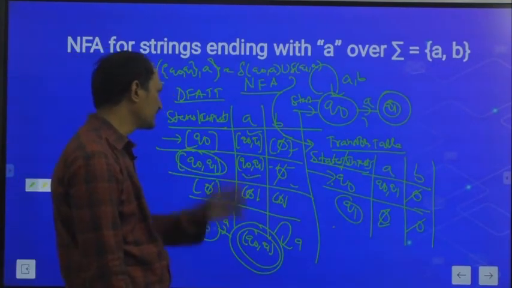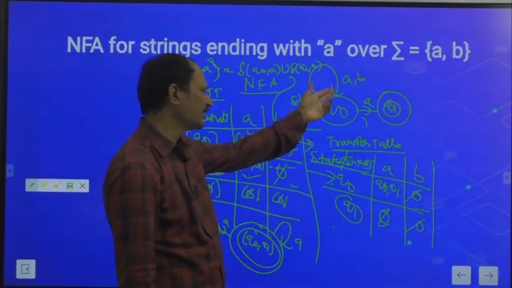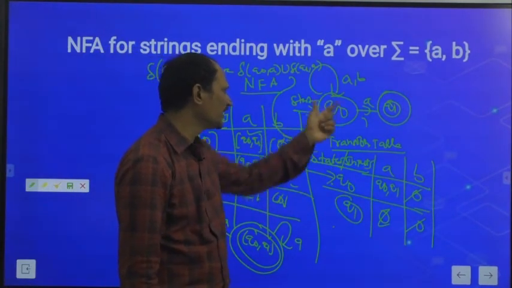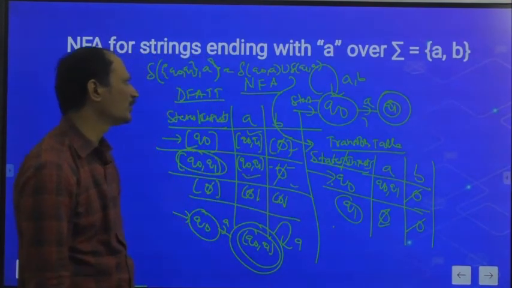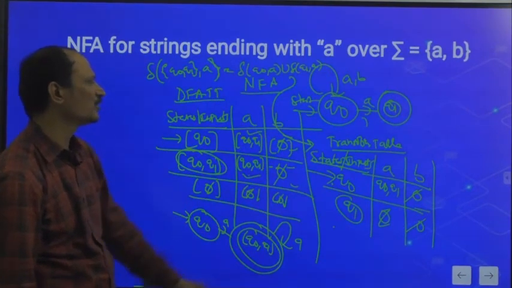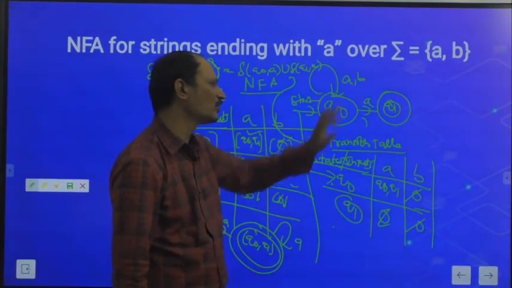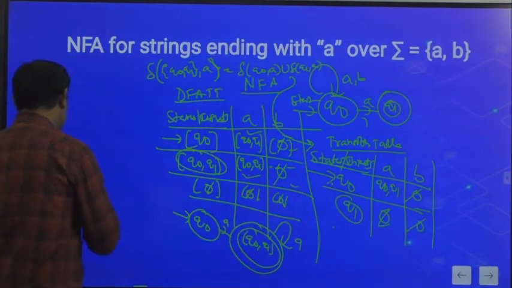Q0 on A and Q0 on B. Now this is an NFA. We have seen it. Q0 on A, it is going to Q0. Q0 on the same A, it is going to Q1. And we are going to have Q0 on B. Q0 on B, here I have missed out. Q0 on B, it is actually going to Q1. Let me draw it. Let me help you better understand the things.